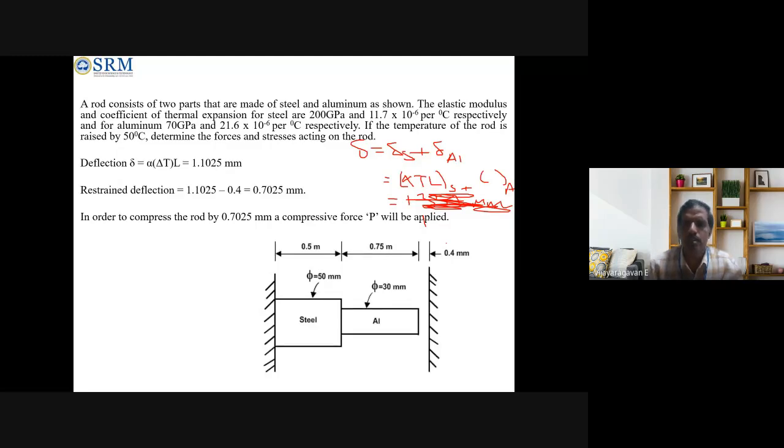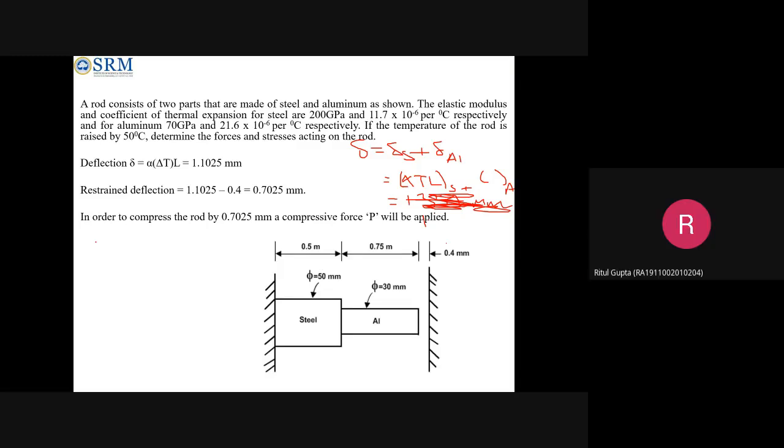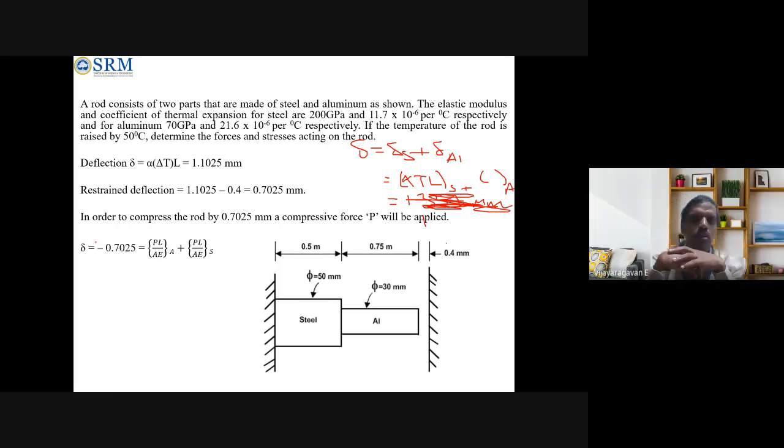So let us find it. It is going to be applied axially. The deflection is 0.7. So what is the deflection under mechanical loading? What is the formula for deflection under a compressive load? P into L divided by A into E. Yes, we know that delta is equal to PL by AE.